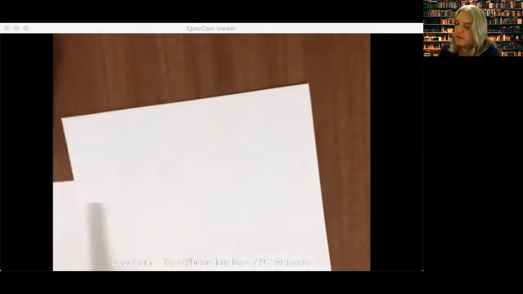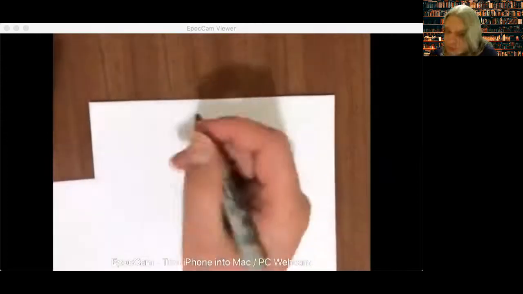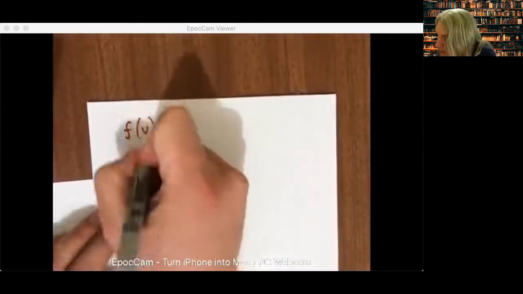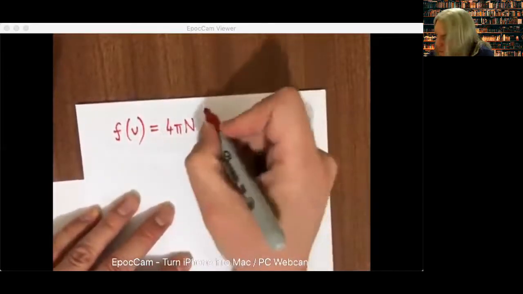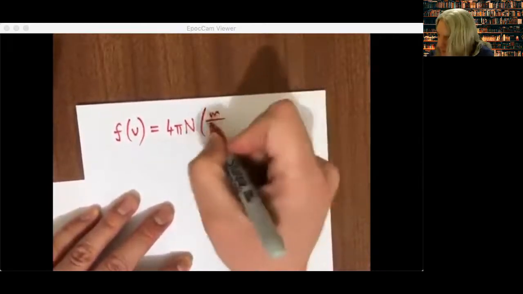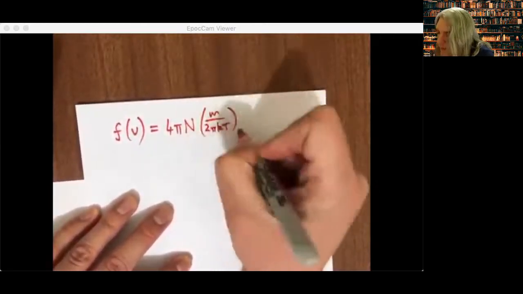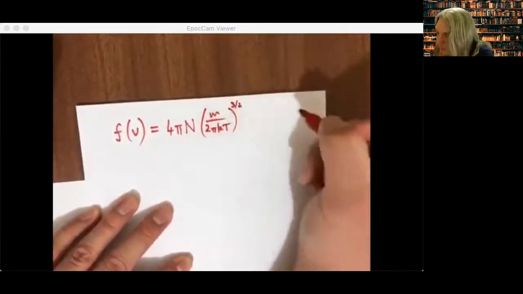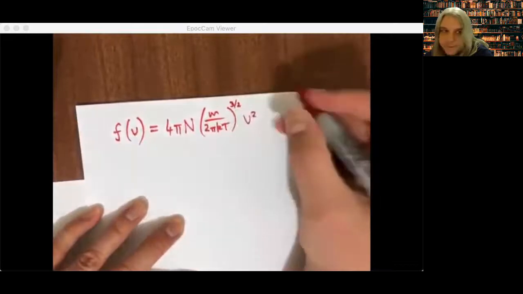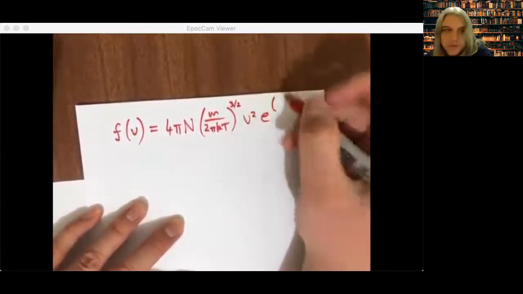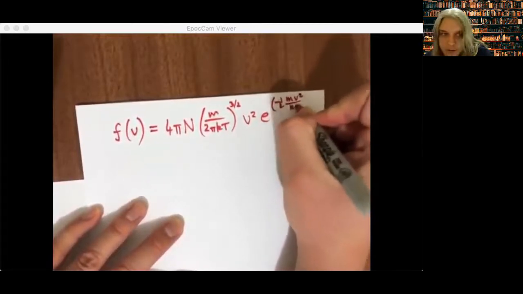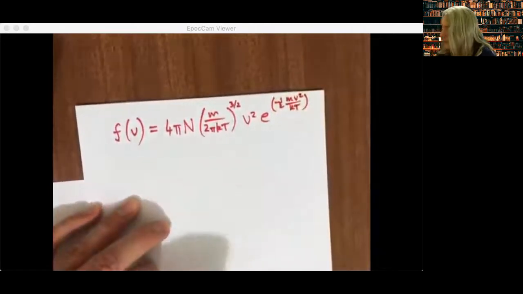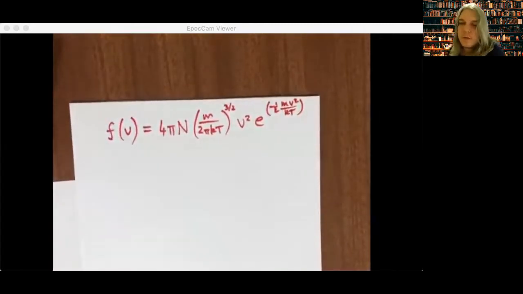First things first, let's write out Maxwell's distribution of speeds because we're going to be dealing with that. So f(v) is equal to 4πN times (m over 2πkT), all to the power of 3/2. Then we've got the velocity squared. Then we've got the exponential of -1/2 times mv squared over kT. Right, so that's our function. We now have to go through and figure out what all of these values are that we're looking for.